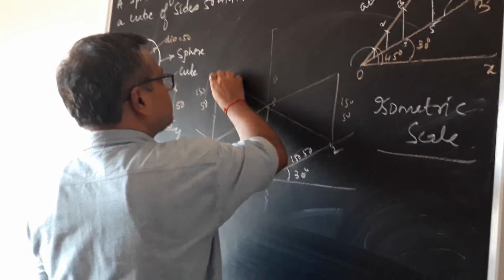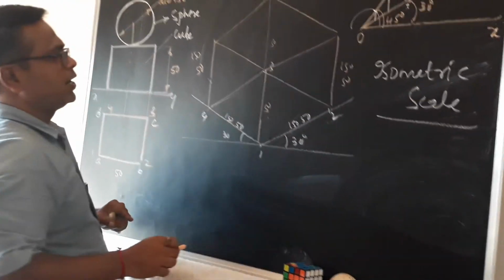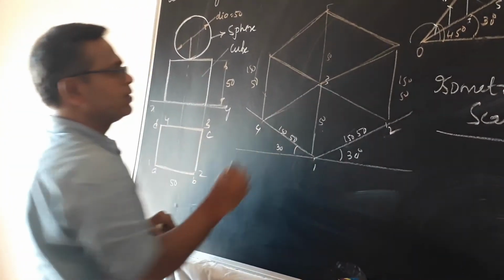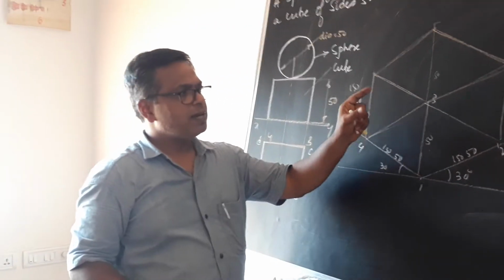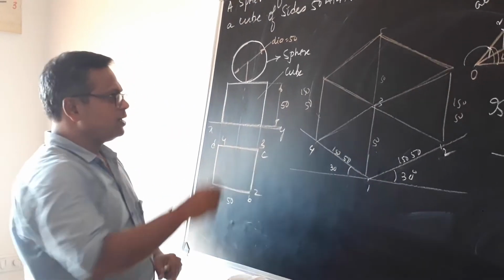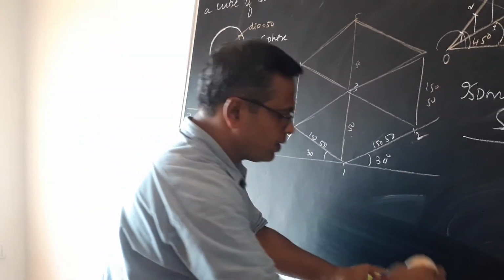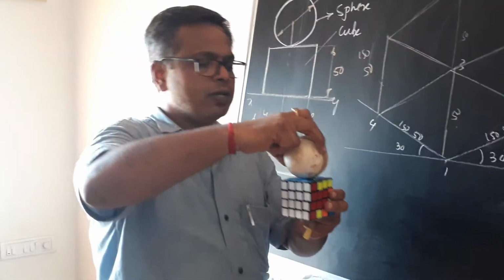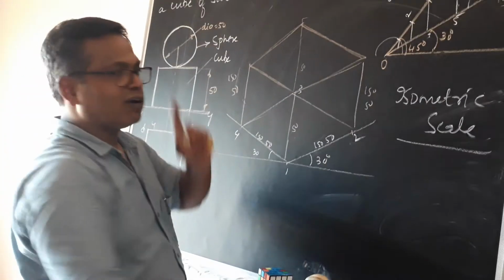So that completes what? A cube. That means now I completed the cube part. The cube has been drawn isometrically. Now coming to the second part. What is the second part of the combination of solids here? That is the sphere. The sphere is placed centrally on the top face of the cube.